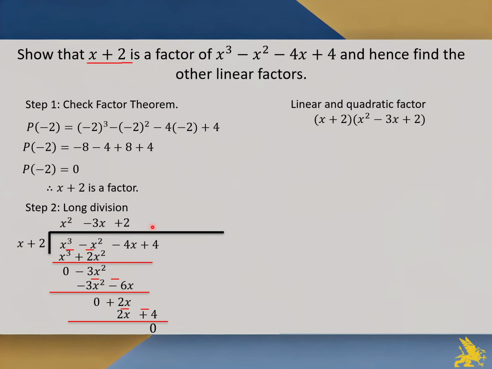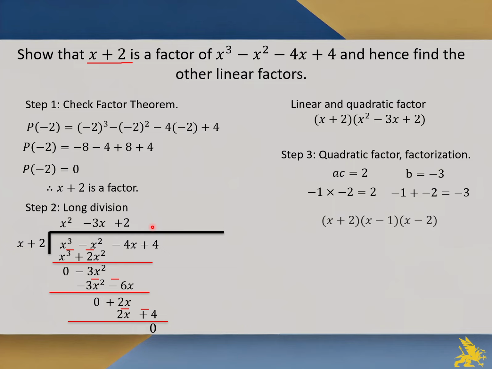Now with this, I can continue doing long division and using factor theorem, or I can factorize my quadratic. So I know that AC is equal to 2 and B is equal to -3. So that means I will be looking at 1 and 2. And if they're both negative, they'll add up to -3. So now straight away, that gives me it in factorized form of (x plus 2) in brackets, (x minus 1) in brackets, and (x minus 2) in brackets.